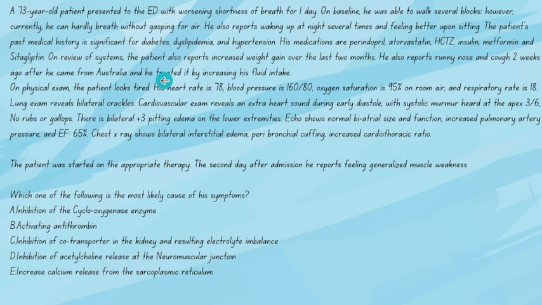You examine him, the patient looks tired, his heart rate is 78, the blood pressure is 160 over 80, oxygen saturation is 95%, respiratory rate is 18, lung exam reveals bilateral crackles, cardiovascular exam reveals an extra heart sound during early diastole, with systolic murmur heard at the apex, no rubs or gallops, there is a bilateral plus three pitting edema on the lower extremities, echo shows normal biatrial size and function, increased coronary artery pressure, ejection fraction 65%, chest x-ray shows bilateral interstitial infiltrates, peribronchial cuffing, increased cardiothoracic ratio. The patient was started on appropriate therapy. The second day after admission, he reports feeling generalized muscle weakness. Which one of the following is the most likely cause of his symptoms?